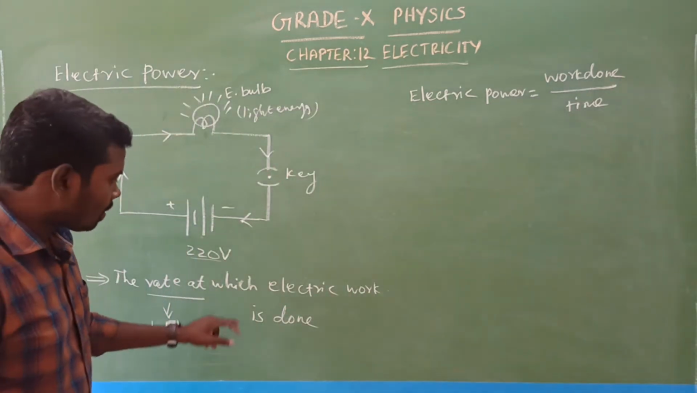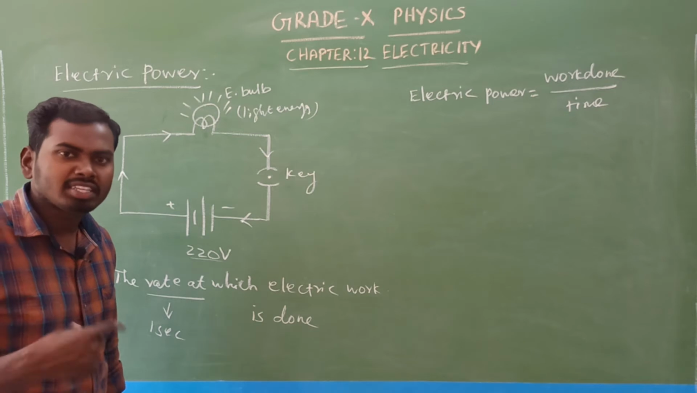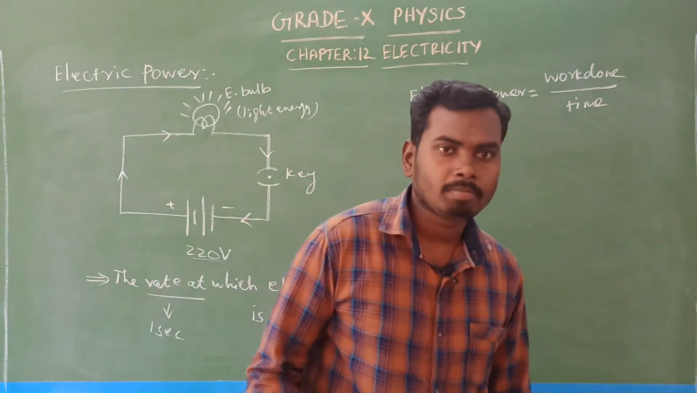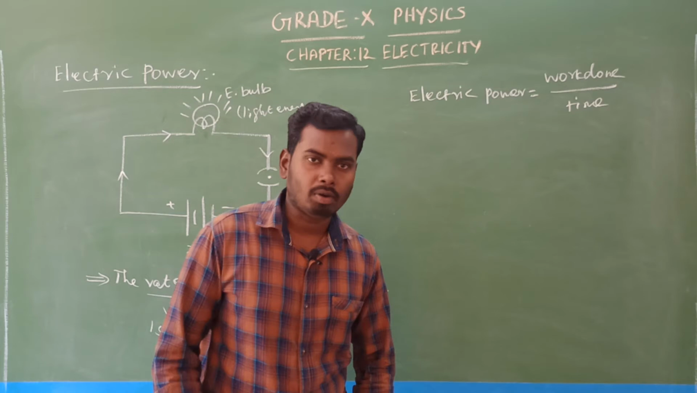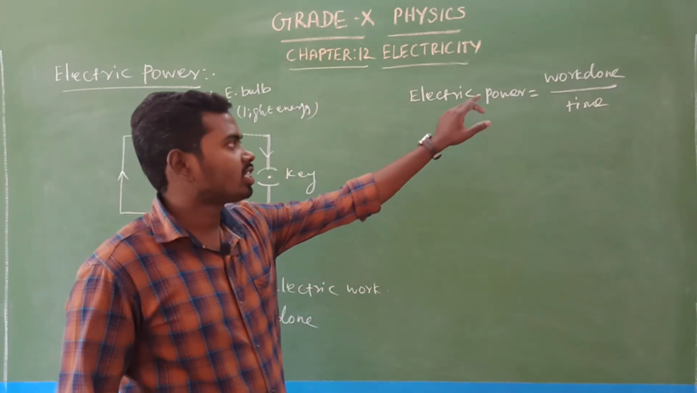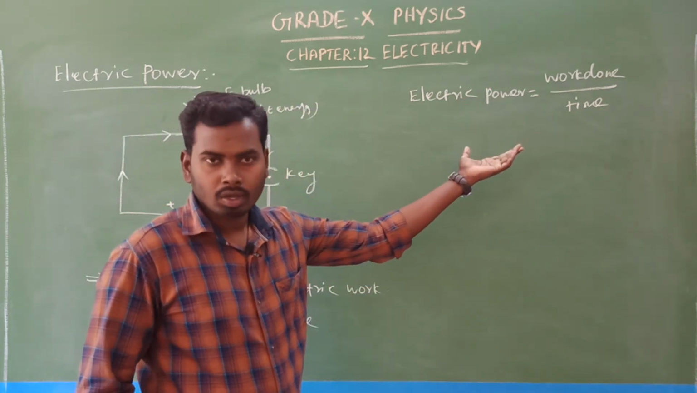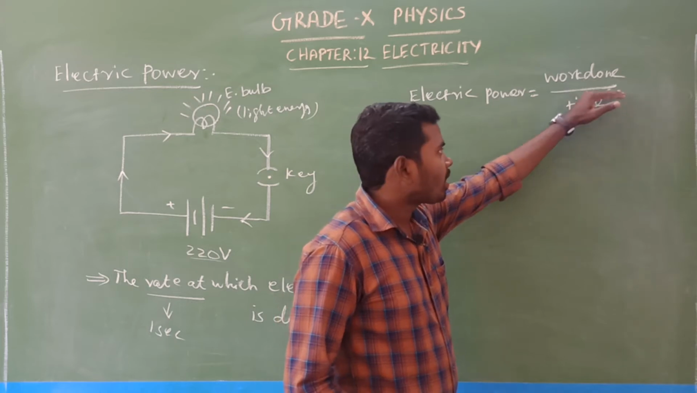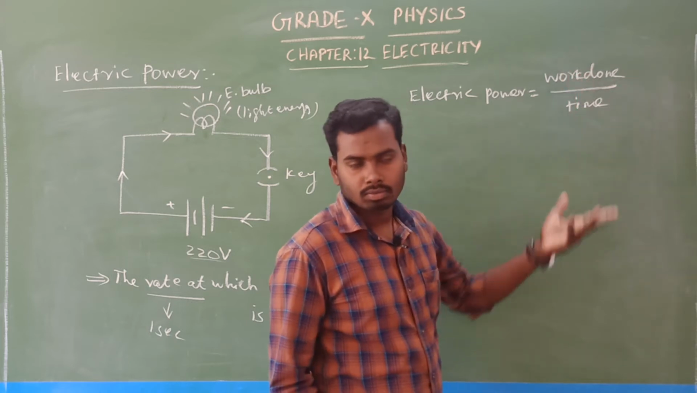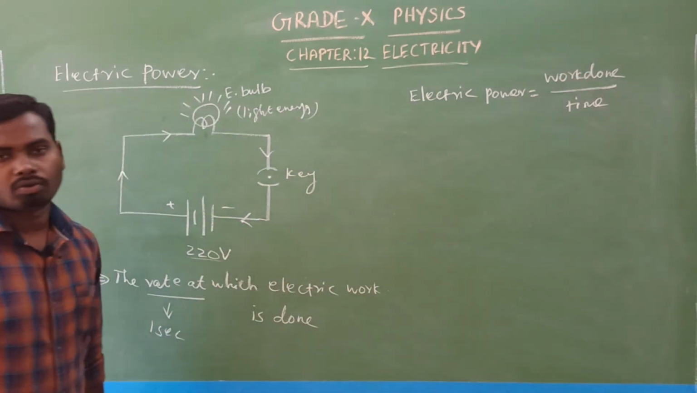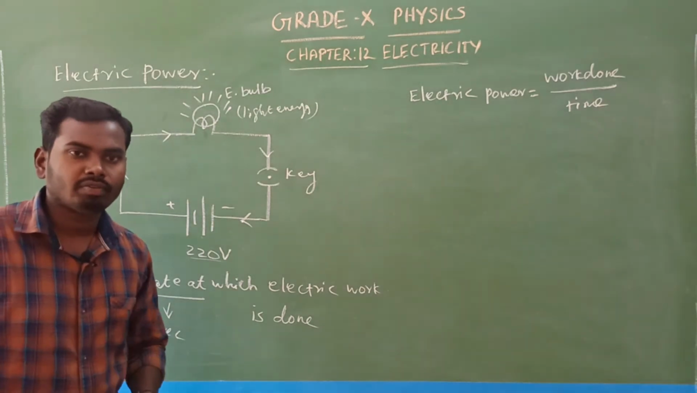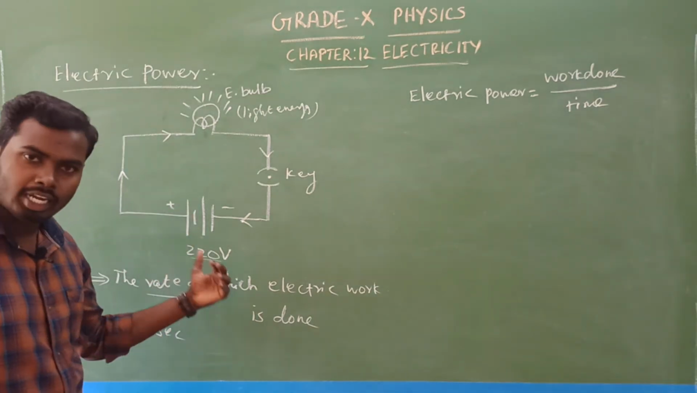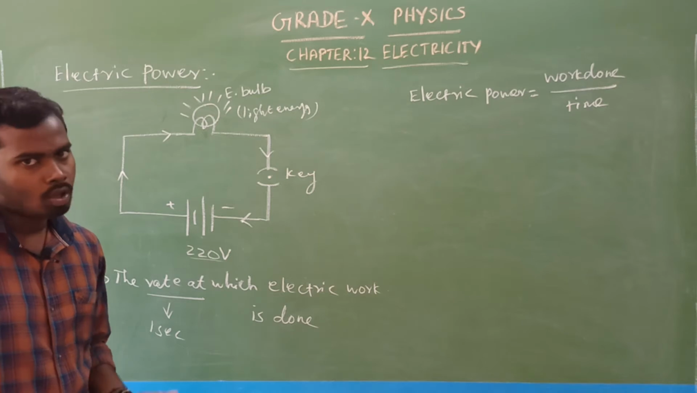Is that clear? Yes. Per second, how much electric work is done? That is called power, electrical power. So we can write electrical power is equal to work done divided by time. The SI unit of time is seconds. So per second, how much work is done, that is called power. Is it clear, students? Very easy. Okay, so this is the definition in terms of work.